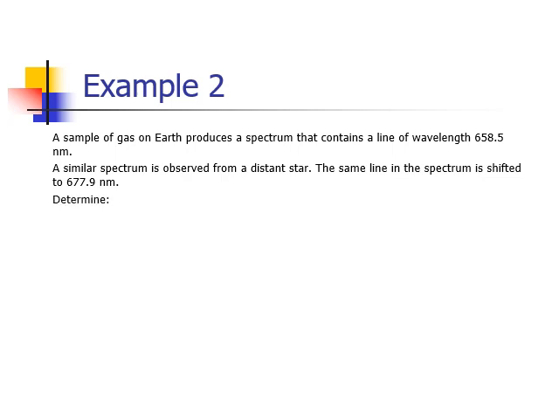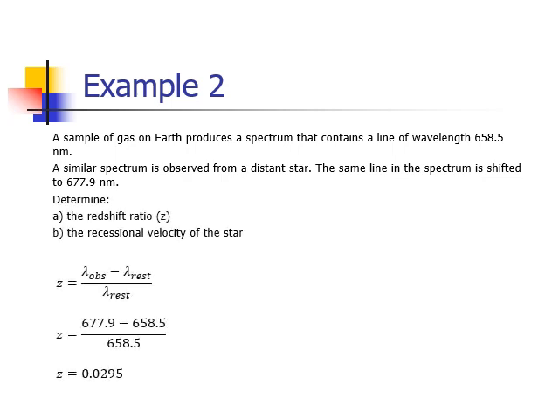So we're going to just substitute in our values to work out our redshift. Just take the one away from the other one and divide by the one at rest, the one that we've observed on Earth. And then we can work out the recessional velocity, multiplying that by the speed of light.